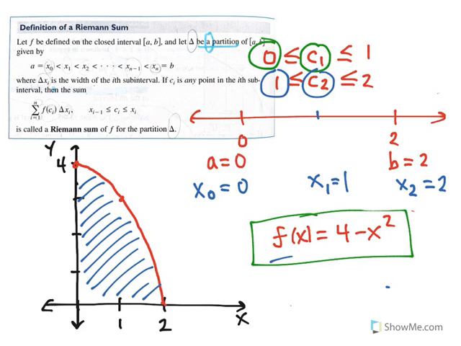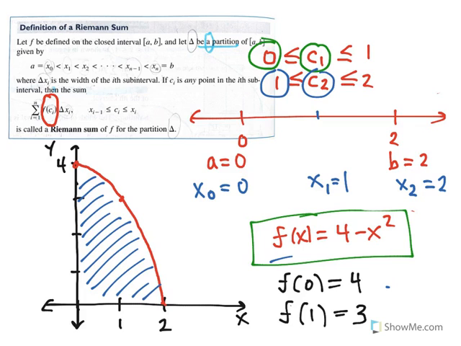And now I'm going to evaluate my function f at the chosen values of c sub i. So I will evaluate my function f at x is equal to 0. So 4 minus 0 squared is 4. And I will evaluate my function f at x is equal to 1. So I have 4 minus 1 squared. 4 minus 1 is 3.